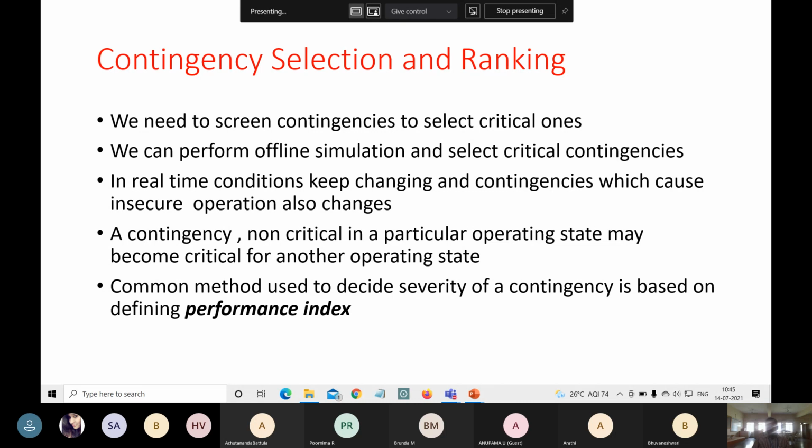We need to analyze the contingencies for the entire system. For example, we have 3 generators, 5 buses, and 3 transmission lines. We have to analyze the contingency for all 3 generator buses, all 5 bus voltages, all the transmission lines, and different locations. Whichever is most severely affected should be given the first rank, so it will have the highest performance index. I hope you got the point. So how do we select the performance index?